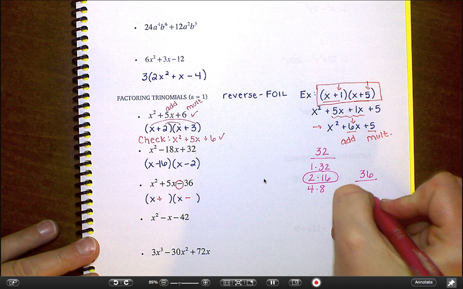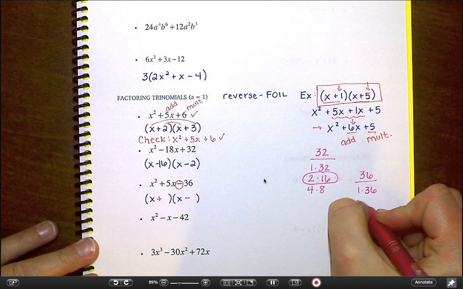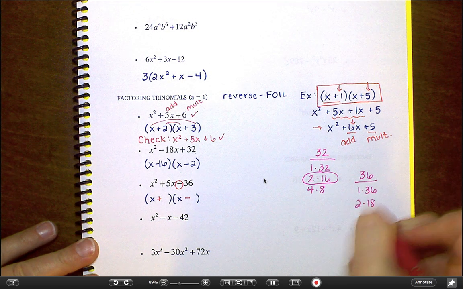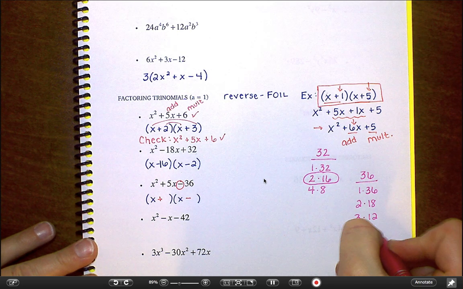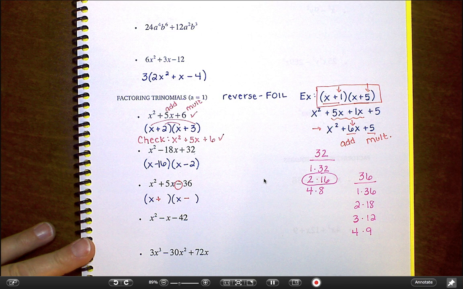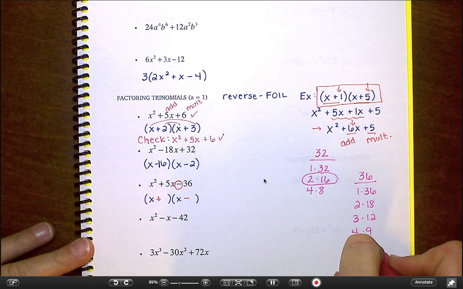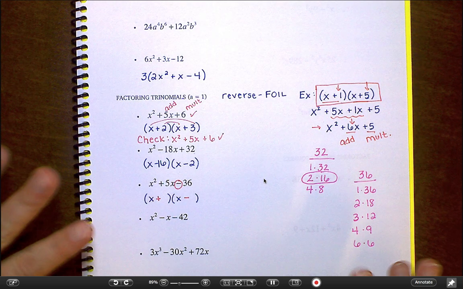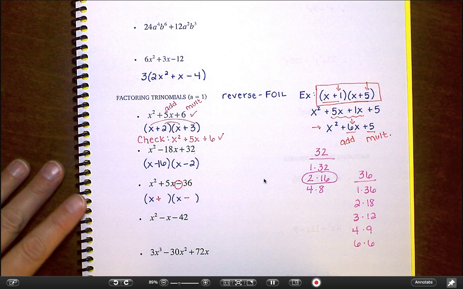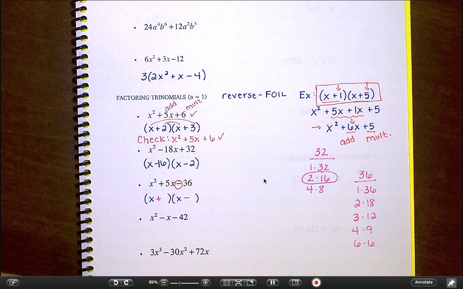So 1 and 36. I've got 2 and 18. 3 and 12. 4 and 9. 5 does not go into 36, and then 6 and 6. And anytime you've got a duplicate like that, if it's already on your list, then you know you've got the complete list. So these are my only options. These are the only ways to multiply to make 36.